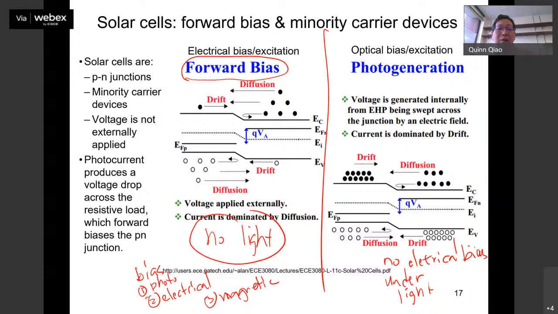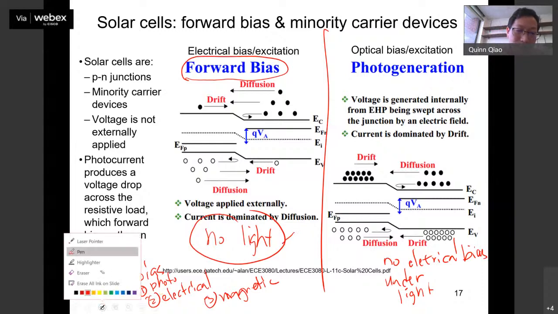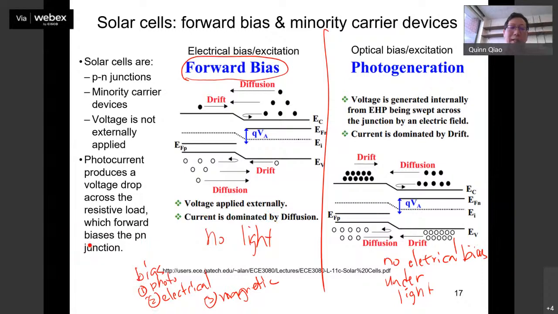So the dark one is actually on the left side, right? Low light, but under electrical bias. Okay, I should add another word here so that it makes it clear. So this is good. This shows that you guys are thinking. No light, but under what? Electrical bias. No light bias, but electrical bias. Yeah, you have electric bias but no light. Here is no electric bias but under light bias. That's it.